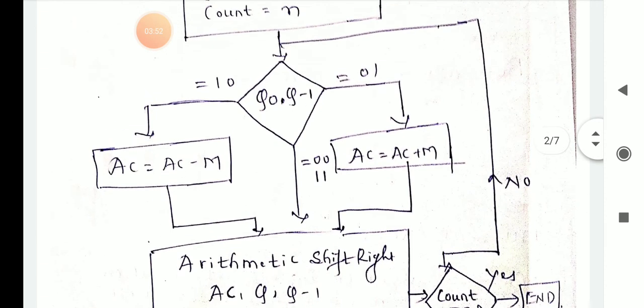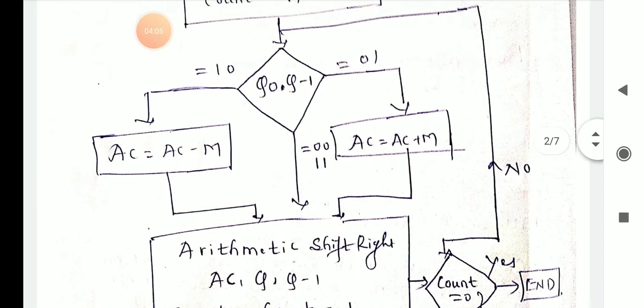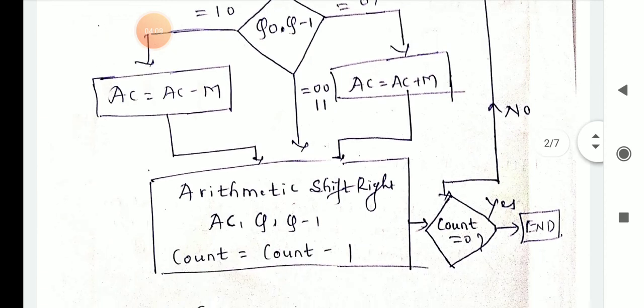Okay, if your Q0 and Q minus 1 are 1, 0, then you do accumulator equal to accumulator minus M. Then you do arithmetic shift right. Then you do count equal to count minus 1. Then if your Q0 and Q minus 1 are 0, 0 or 1, 1, you directly do arithmetic shift right. Then you perform count equal to count minus 1.